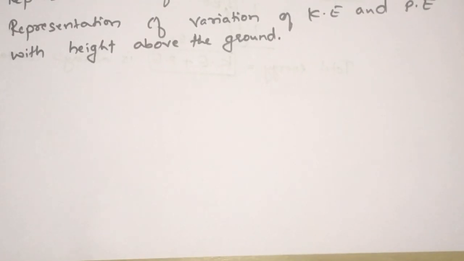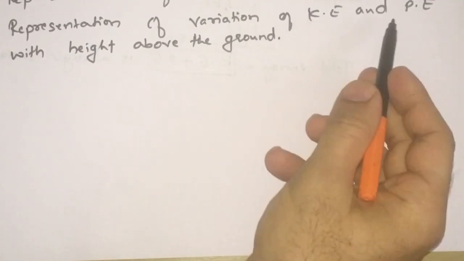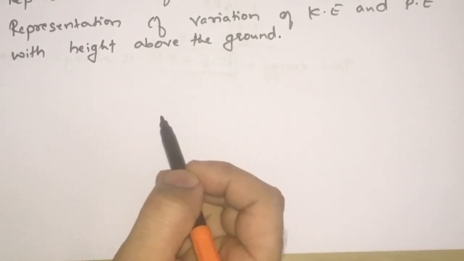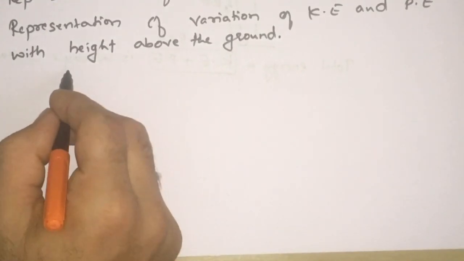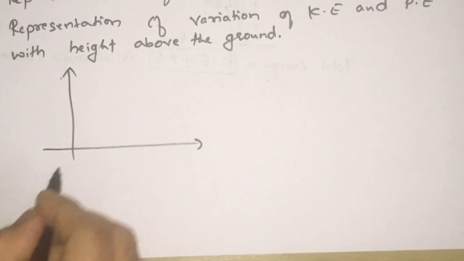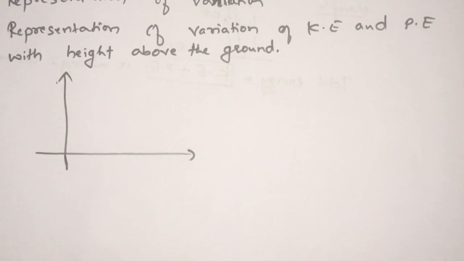Okay, the next is representation of variation of kinetic energy and potential energy with the height above the ground. So here we are going to represent the kinetic energy and potential energy graphically. So what happens to the kinetic energy and potential energy as we increase the height or decrease the height?